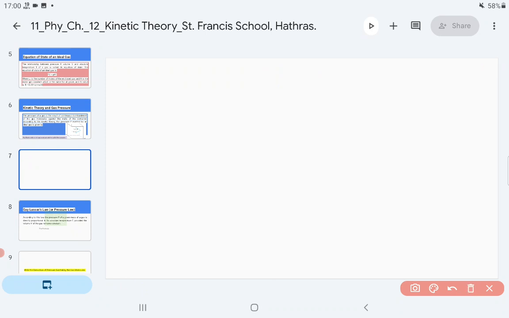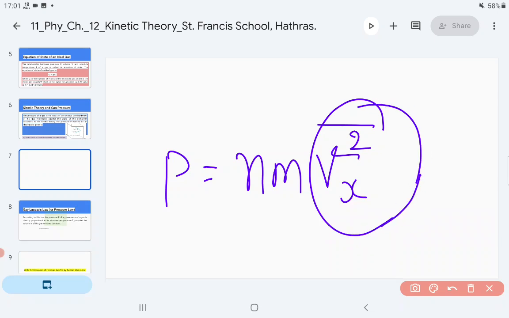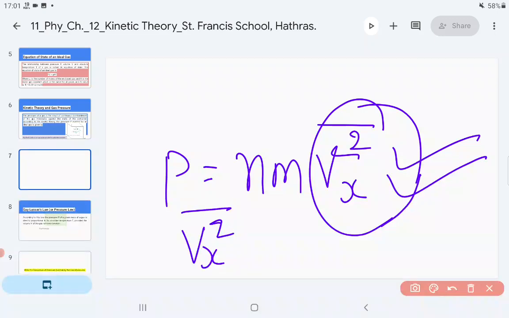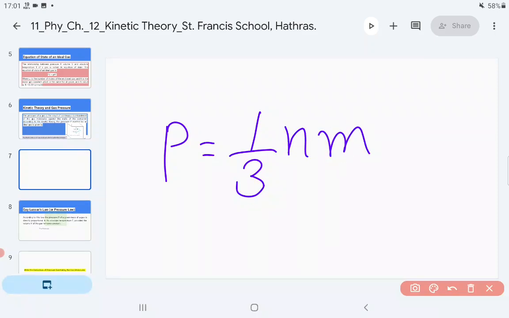The pressure formula we derived was N m times the mean of the x component of velocity squared, and we take the mean because all particles don't have the same velocity vx. There is a group of particles moving with different velocities, so we take the mean. Then we studied that the mean square velocities along the x axis, y axis, and z axis are all the same, so we converted vx into the mean square velocity v. So we wrote 1 upon 3 n m v mean square.